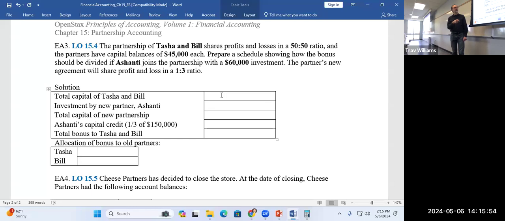And then figure out how much of a bonus Tasha and Bill are getting. Here would be the combined bonus, and then here would be the amount each one individually is getting. Any questions? Okay, take a few minutes and figure that out.